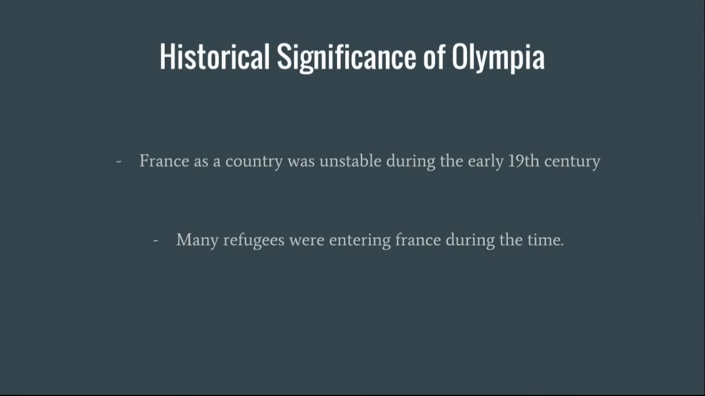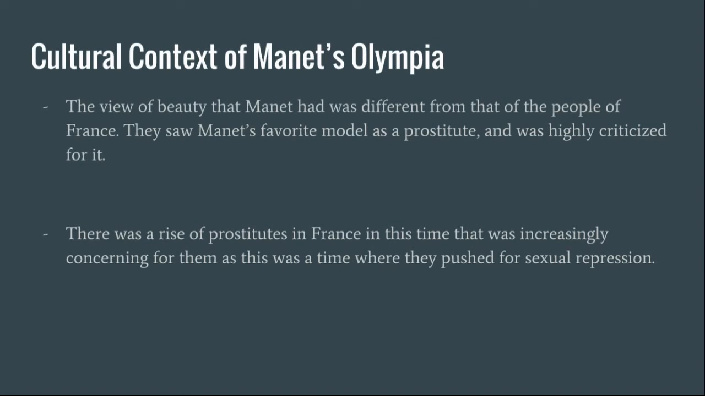Its historical context: France as a country was unstable during the early 19th century. This was due to reasons of politics. And many refugees were entering France during the time, which had a lot of people looking for money in different ways. This also explains the rise in prostitutes at the time, which comes to this point. There was a rise of prostitutes in France at the time, which was increasingly concerning for them as a people, just because they were pushing for sexual repression and they were trying to get away from sexuality.